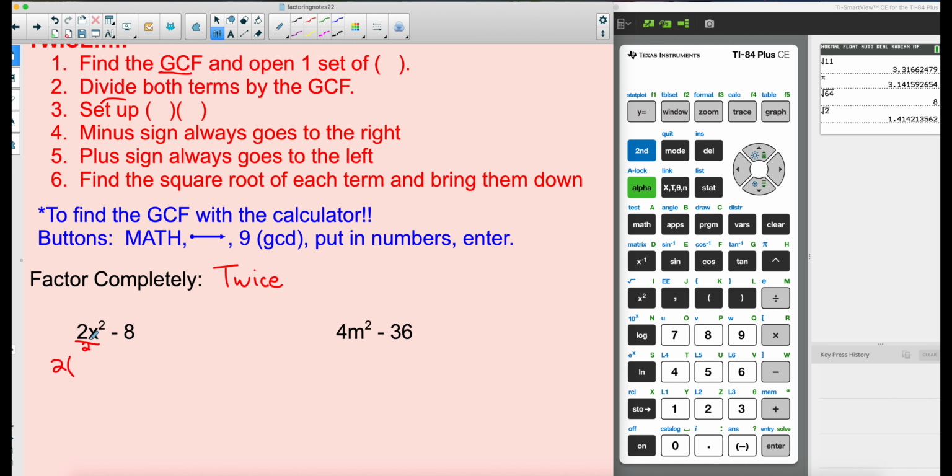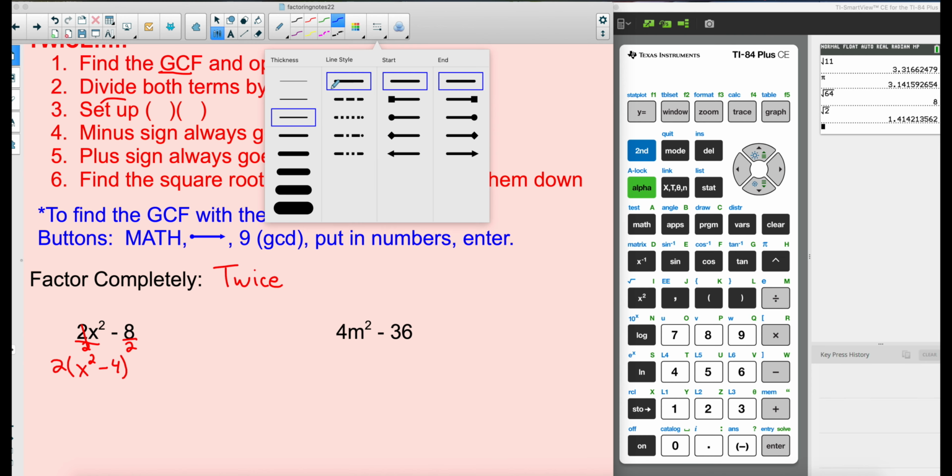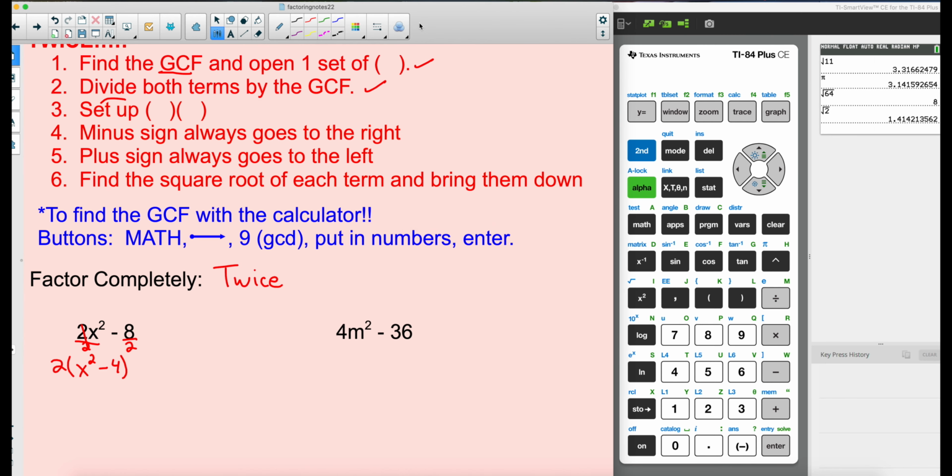So what we do to the first term, guys, we always do to the second. Always. 2 divided by 2 cancels. So your x squared comes down, minus sign comes down, and then 8 divided by 2, you get 4. And you close your parenthesis. Guys, whenever you open a parenthesis, we always close it. That's the first two steps. Check, check. Now, we remember when you're factoring completely, guys, we always factor twice.